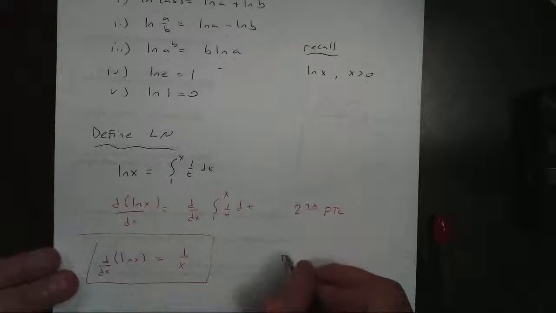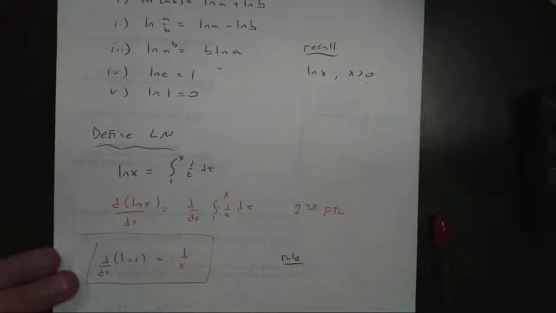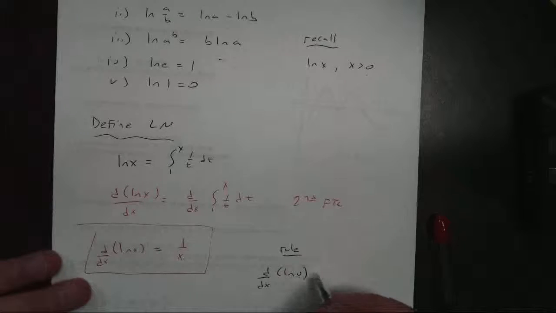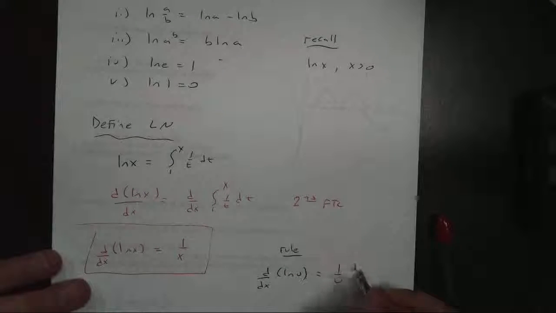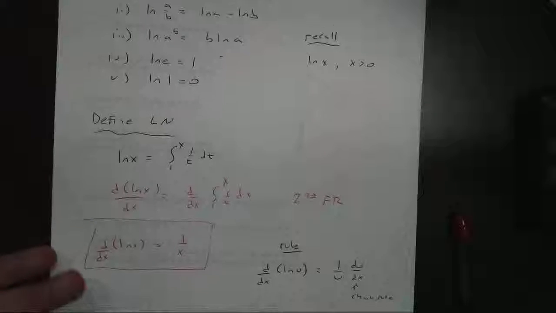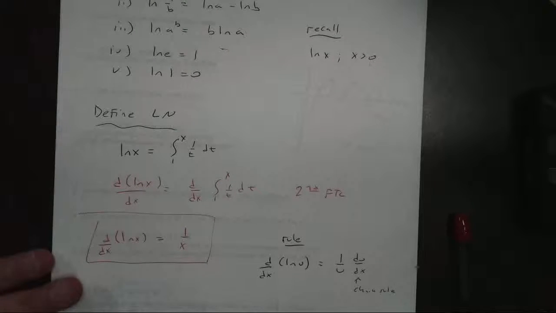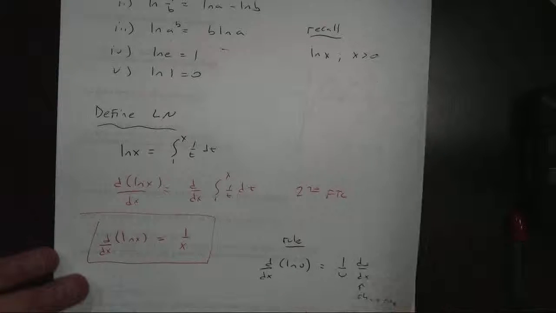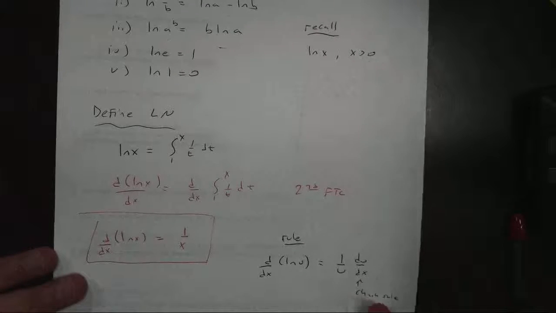Now the official rule is this, because there's a chain rule on this. The derivative of the natural log of u with respect to x is the following: 1 over u times du dx. It's our chain rule. And that's our rule. So let's take a look at a few examples of taking derivatives using natural log.